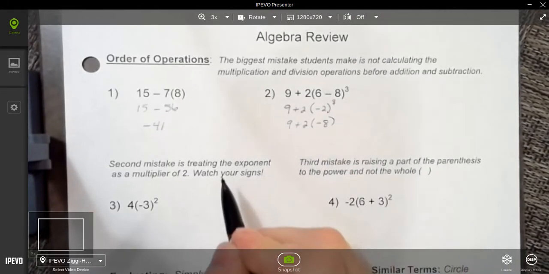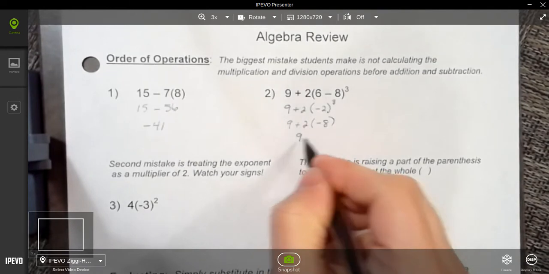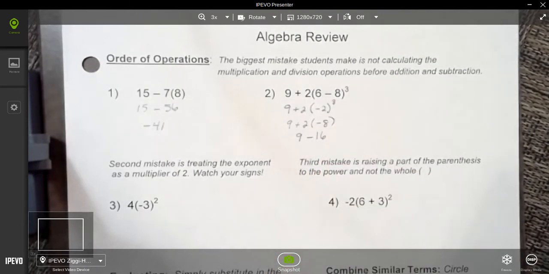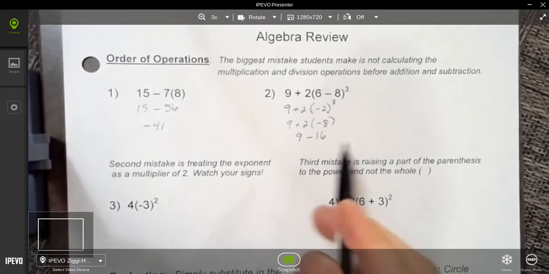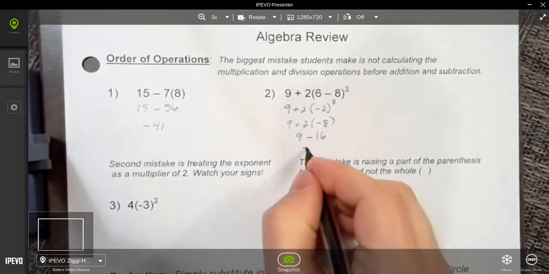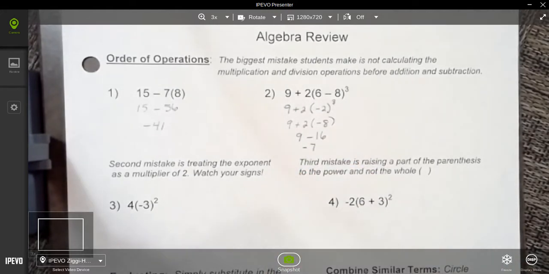2 times negative 8 is a negative 16. So this turns into 9 minus 16. And again, different signs here. I'm going to end up subtracting here, and that's going to give me a final answer of negative 7 for that expression.